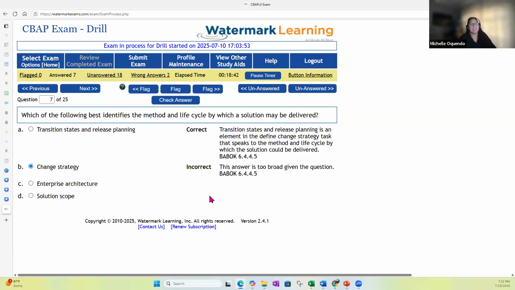Oh, dang. This particular answer is too broad. Transition states and release planning is an element in the define change strategy task. It speaks to the method and life cycle by which the solution may be delivered. I got to look that one up. Dang it. I would have been fooled by that also, because I'd forgotten that was an element in that task. So don't beat yourself up. Just remember, if you got it wrong, go back and look at 6.4 and look at the elements.